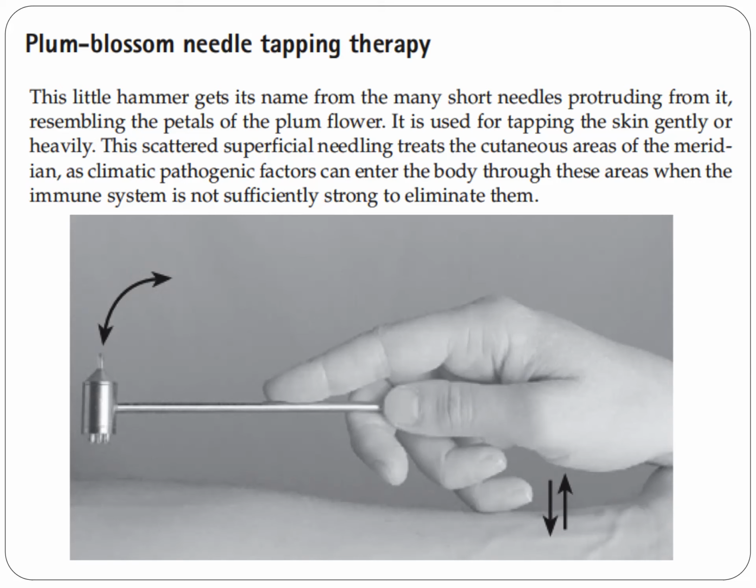Or medyo may bigat. This scattered superficial needling treats the cutaneous area of the meridian, as a climatic pathogenic factor can enter the body through this area when the immune system is not sufficiently strong to eliminate them. So kung mahina yung immune system, itatap nyo yan para tulungan siya i-release yung heat na pumasok sa katawan.